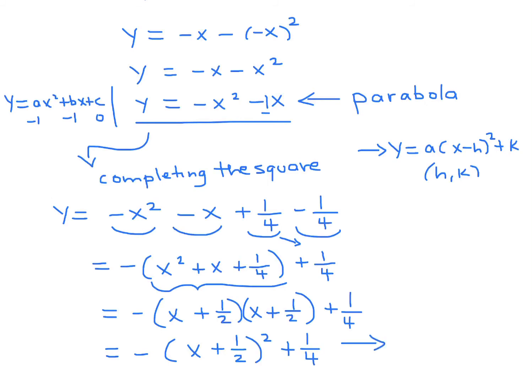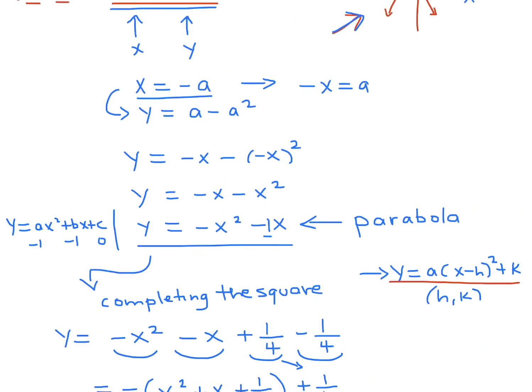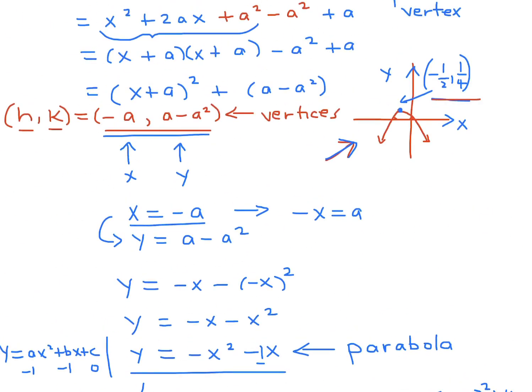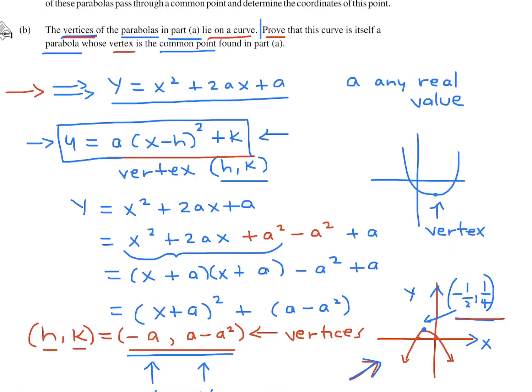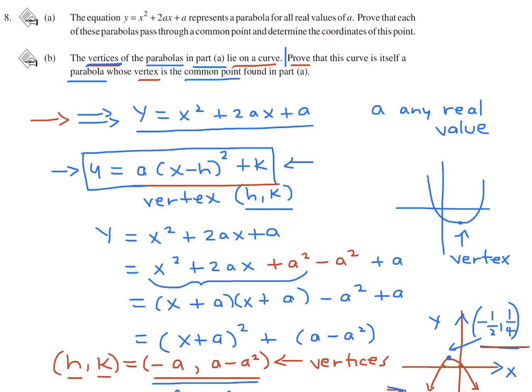So you tell me, what is the vertex? Well, it's of this form, right? So the vertex is (minus a half, a quarter). And that is what they wanted you to prove. They wanted you to prove that the vertex is (minus a half, a quarter) right there, because this was the common point that we found in part A. So there you have it. That completes number 8.